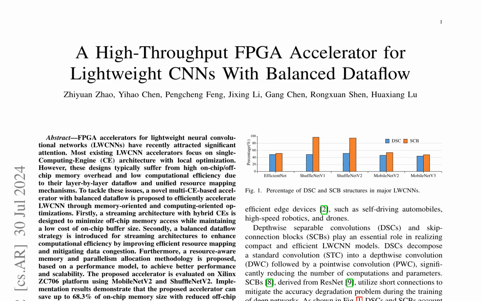The proposed FPGA accelerator tackles issues of high on-chip and off-chip memory overhead and low computational efficiency in existing lightweight convolutional neural network, LWCNN, accelerators. The novel multi-computing engine (CE) architecture employs a streaming architecture with hybrid CEs, minimizing off-chip memory access while maintaining a low cost of on-chip buffer size. A balanced dataflow strategy is introduced to enhance computational efficiency by improving efficient resource mapping and mitigating data congestion.